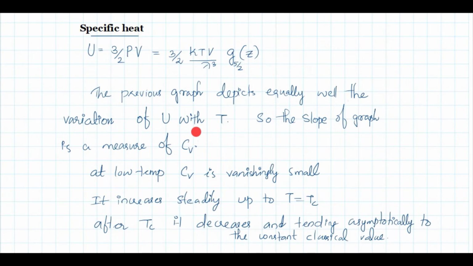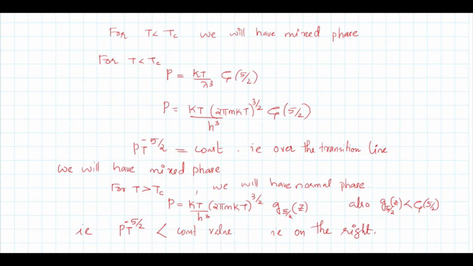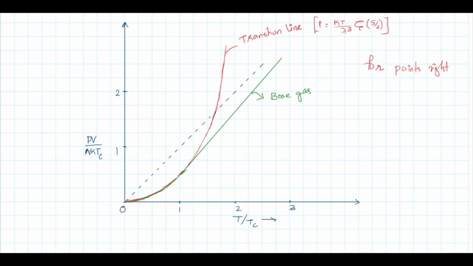∂U/∂T is the slope of the U versus T graph, and the U versus T graph has the same nature as this graph. So the slope of this graph will give you the specific heat. And this green one is the actual graph for Bose gas, and you can see that the slope goes on increasing up to T equal to Tc, and then the slope decreases and finally tends to a constant value.